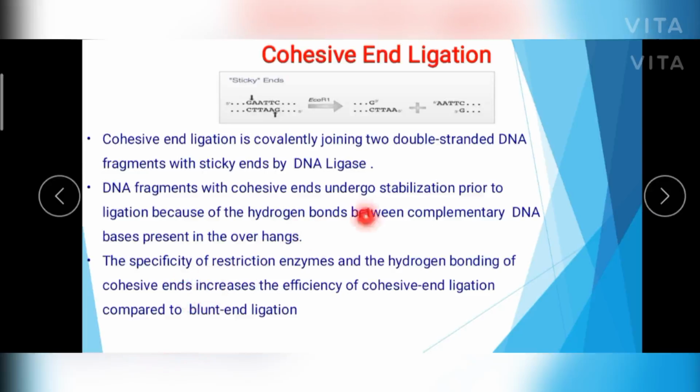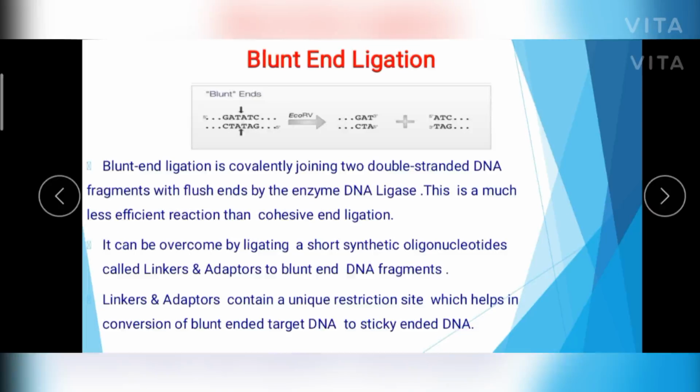This hydrogen bonding is occurring prior to ligation because, due to complementarity in the overhangs, transient base pairing will occur and further stabilize this cohesive end ligation, whereas in blunt ends, because the ends are flush and you do not have overhangs, this type of blunt end ligation is less efficient compared to that of the cohesive end ligation.